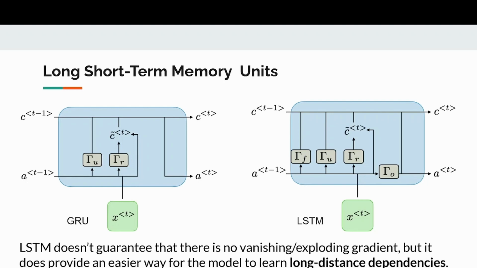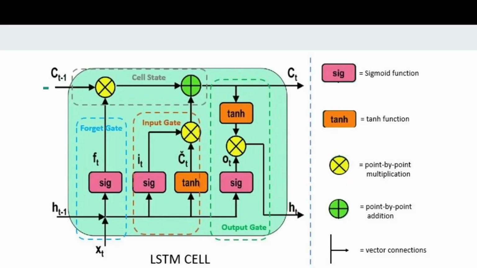The long short-term memory doesn't guarantee there's no exploding or vanishing gradient, but it does provide an easier way for the model to learn long-distance dependencies. Now we can backpropagate with uninterrupted gradient flow. The different types of gates can also be seen in the next diagram.